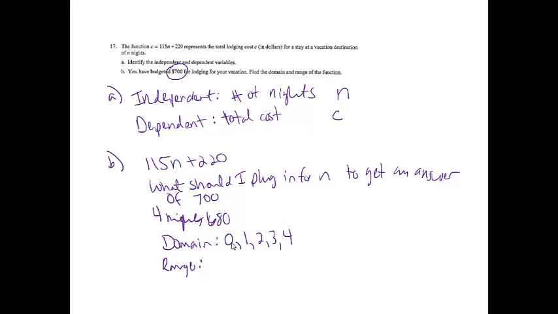If I don't stay at the hotel, but I did make a reservation, if I plug 0 in there, I'm going to get 220. If I plugged 1 in there, 115 times 1 plus 220 is going to be 335. If I plug 2 in there, 115 times 2 plus 220 will give me 450. If I plug 3 in, 115 times 3 plus 220 is 565. And we already know that if we plugged in 4, we got 680. So there's my domain, and there's my range.